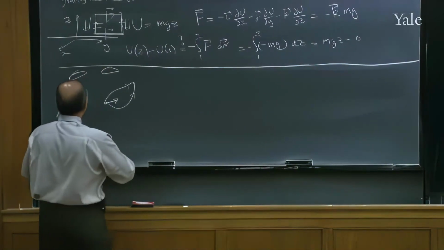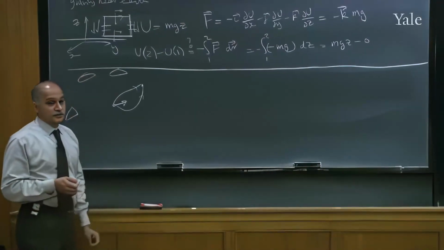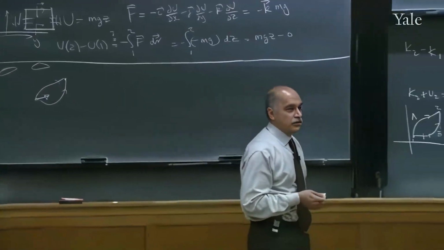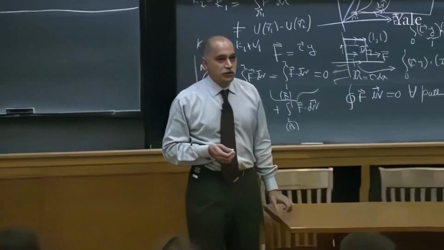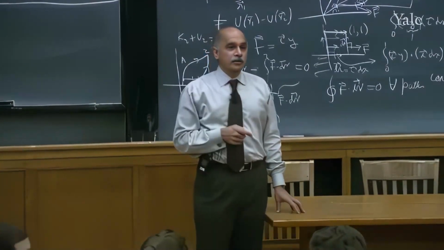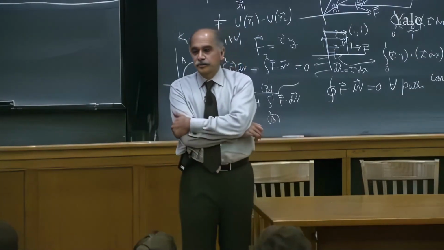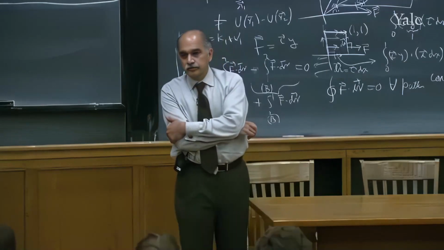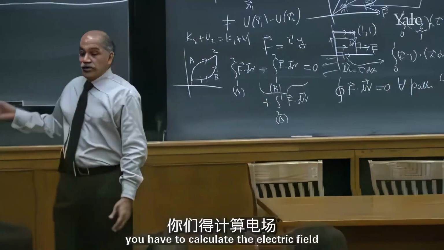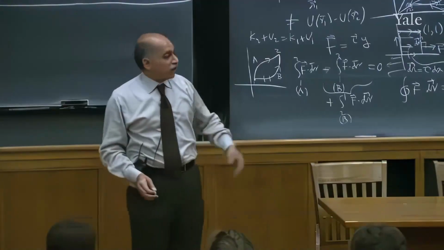How are we going to test for every configuration of electric field, every arrangement of charges, that it's conservative? So what do you think a strategy will be? Any ideas? How am I going to take all possible charges and work it out each time? Yes? I guess you could find the electric field and use that test. Right, but to find the electric field and see if it works, you have to calculate the electric field as a function of x, y, and z for every arrangement of charges. Then you can ask, is that true?